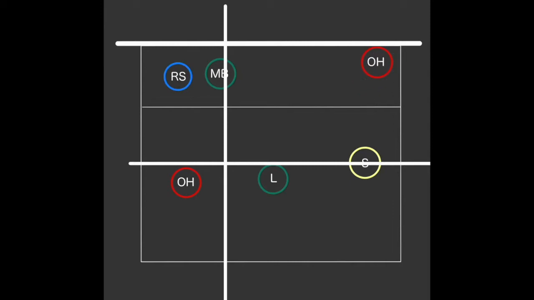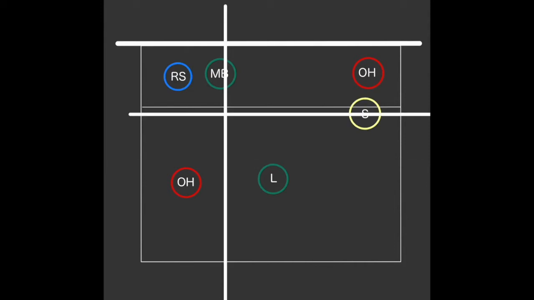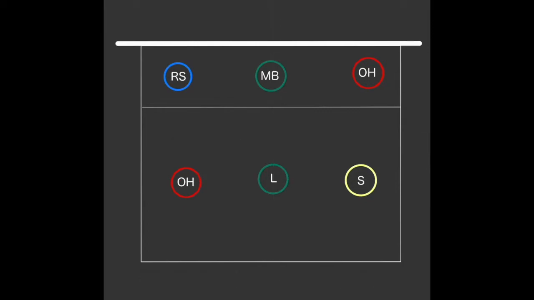So technically, we could push this outside all the way up here, bring the setter way up here, and they're still in rotation because they're still in their boxes. Even the setter is still in her box with the outside and the libero. Let's take it back really quick. So that's the basic concept as far as the two people are concerned.